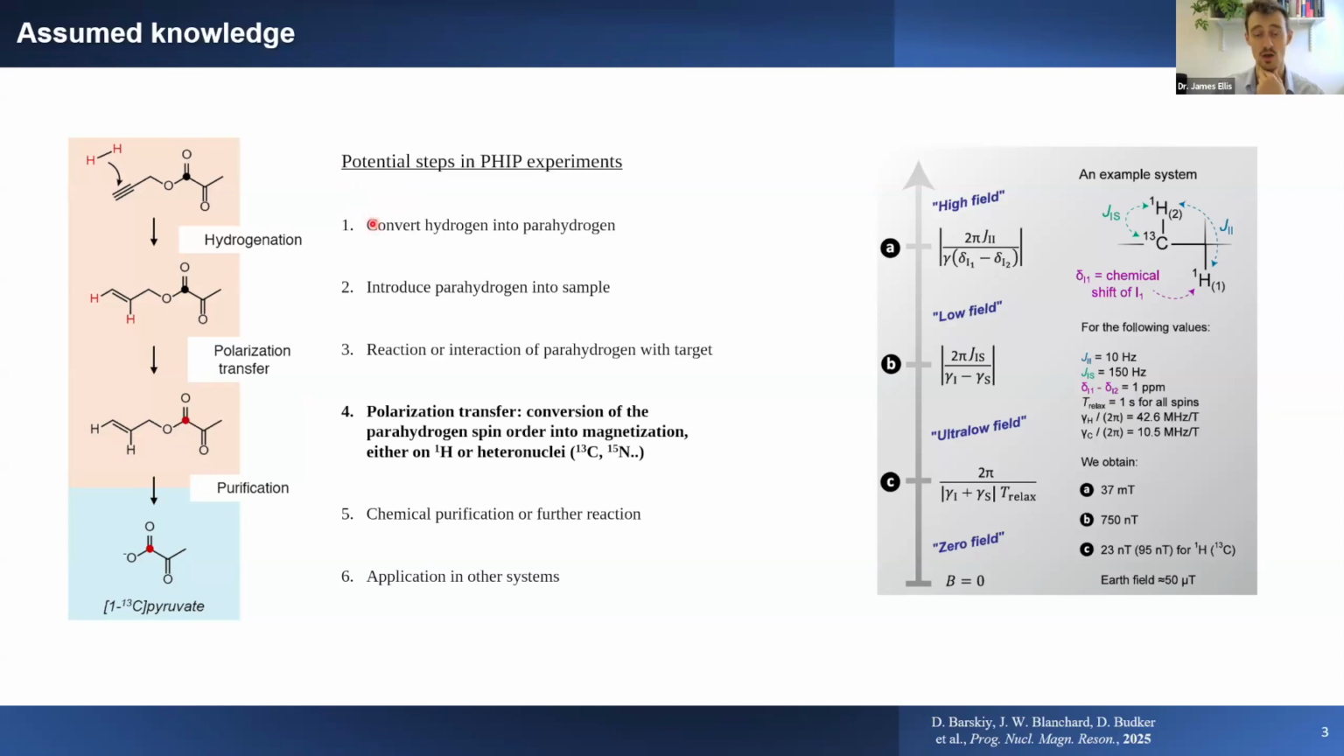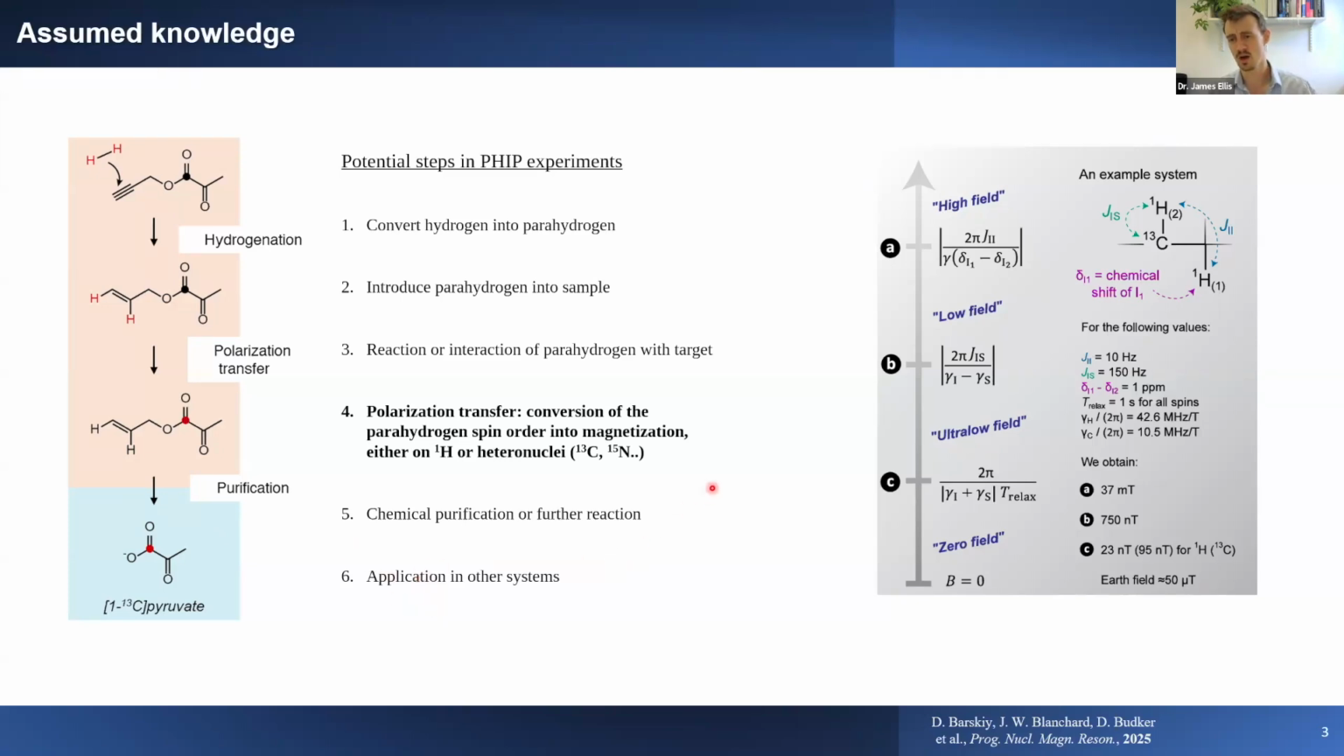Okay, and here I've just outlined potential steps in a PHIP experiment. So the first thing is we convert our hydrogen into parahydrogen, and we introduce the parahydrogen into a sample. And normally this means bubbling the parahydrogen through a liquid. The parahydrogen then reacts or interacts with some other molecule, and that would be this step here. And then we have this important step of polarization transfer, and this is what I'll talk about mostly today. And so this is the step where we would want to convert the proton singlet order into magnetization of another nucleus. And then we might go on to do things like purify the sample if we wanted to do some sort of in vivo imaging with the molecule, or apply the molecule in other systems.